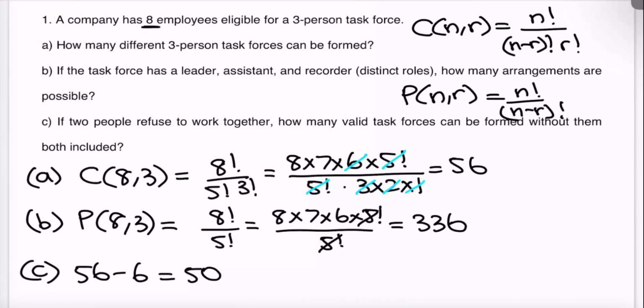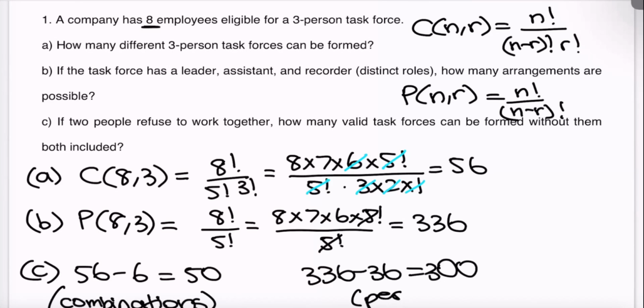Now, as for the 336 one, it's a little bit different because this is for permutations. So this would be like in the case that it's a three-person task force that's being formed, just like in part A. But what if it's like in part B? Well, in that case, we have to take out 36 from the 336 to get 300. And I just want to briefly discuss why that would be. Why would we take out 36 instead of just 6?